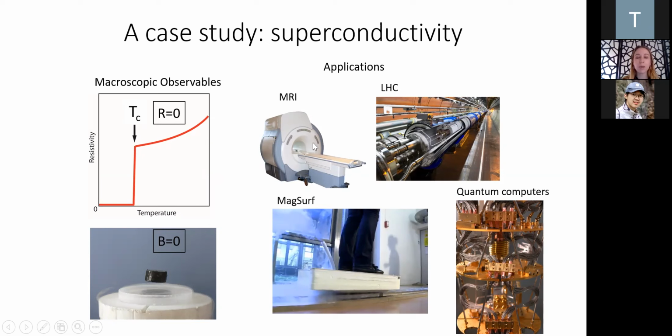And most utilizations of superconductors take into account these macroscopic observables. So for example, MRI machines use the zero resistance property to be able to run a larger current through a superconducting wire in order to make a larger magnetic field. This is also what's utilized in the Large Hadron Collider.